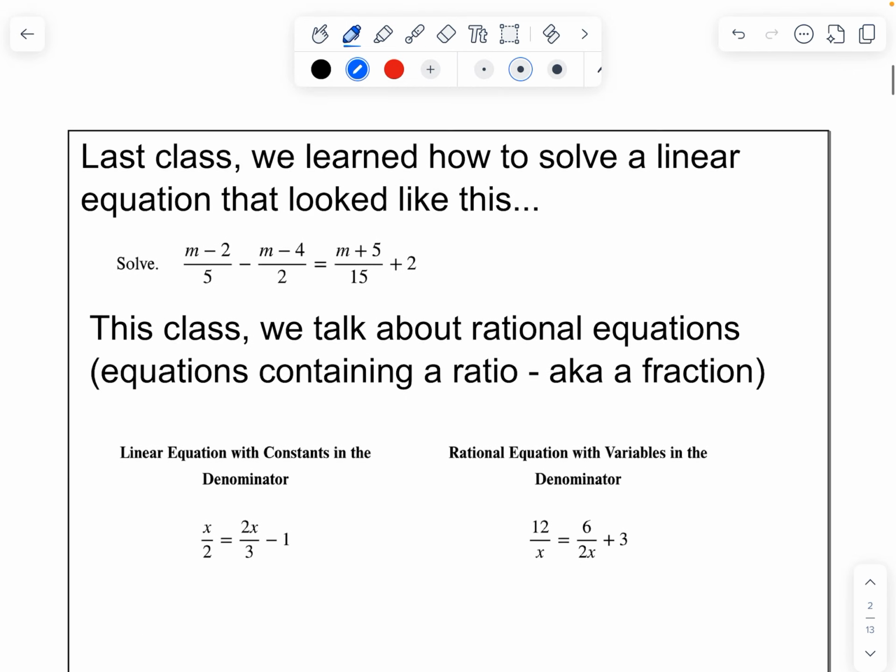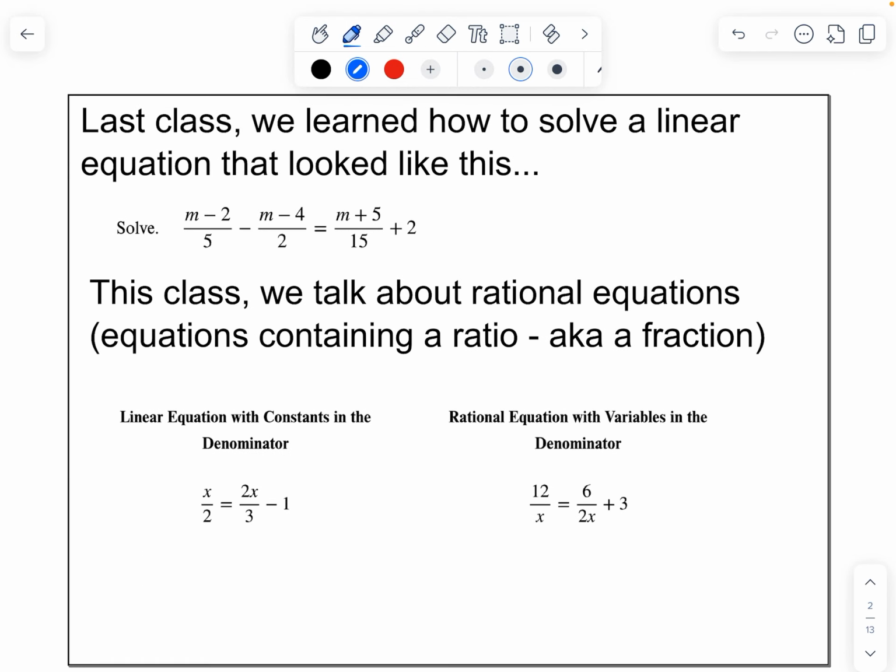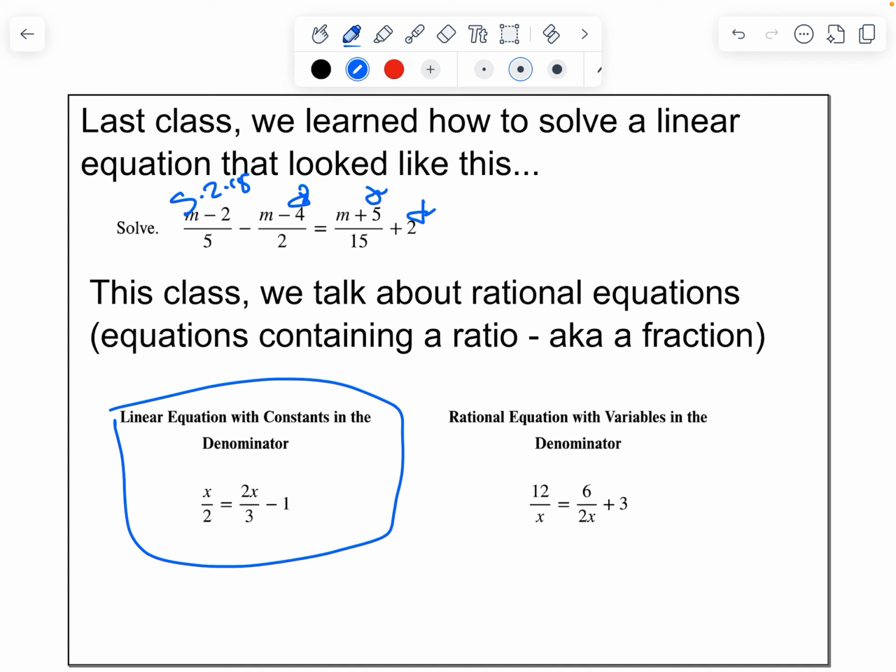Rational equations, like I said, look similar to some of the linear equations in one variable that we had last time. You remember with something like this, we could multiply by 5, 2, and 15 to every denominator. These are going to work very similarly, but the difference is, here's a regular linear equation with numbers in the denominator. Here's a rational equation. They have variables in the denominator.